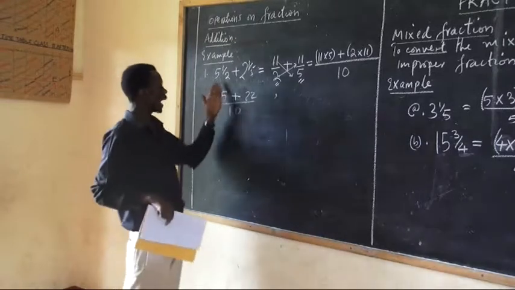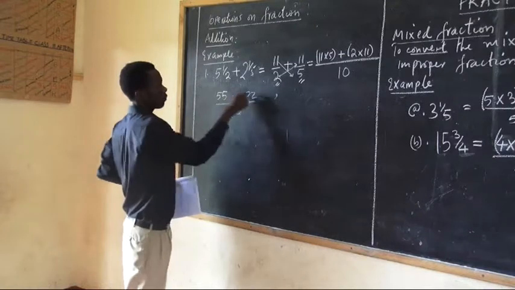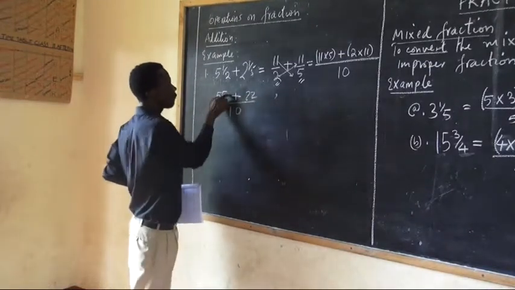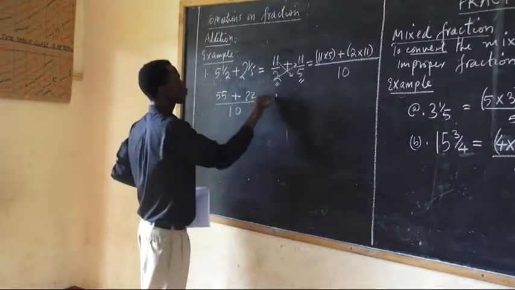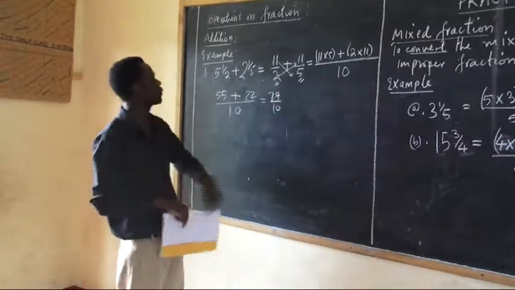It is all about adding numbers. Kujumlisha tu kama kawaida. You take this one plus this one. Unachukua hii hapa, unajumlisha hii hapa. Then which is equal to 77 over 10. Now you have got an improper fraction.